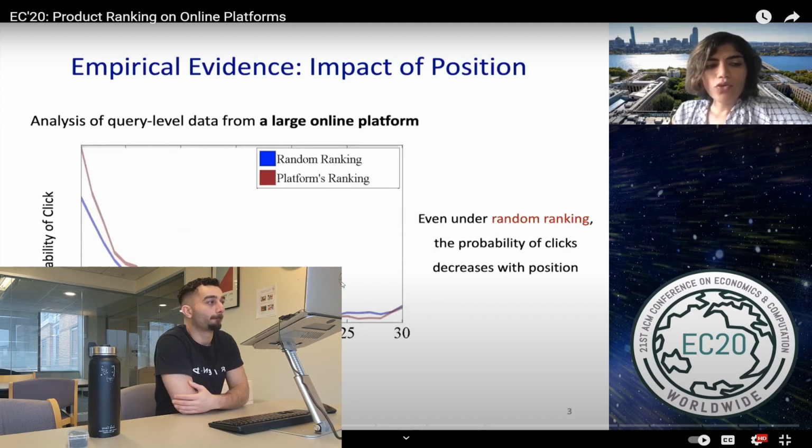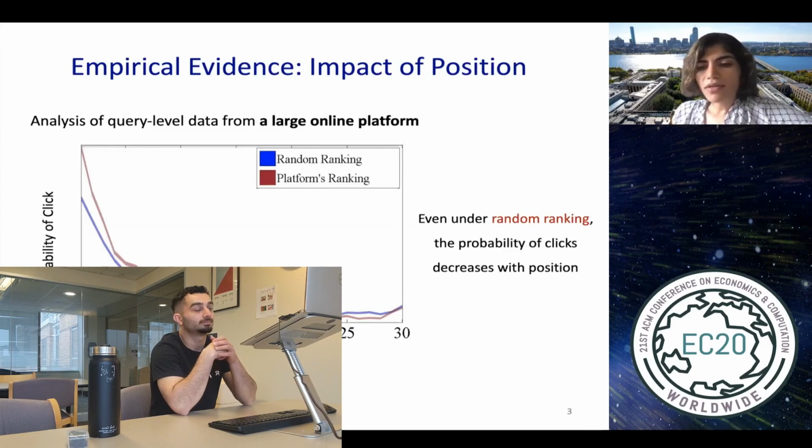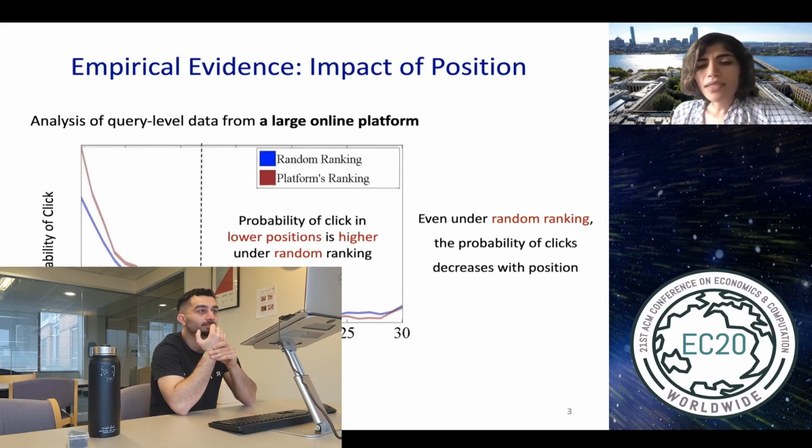This figure shows the probability of click versus positions under two different rankings: random ranking, which is the blue one, and the platform's ranking, which is the red one. One thing which is interesting here is that even under random ranking, we can see that the probability of click decreases with position.